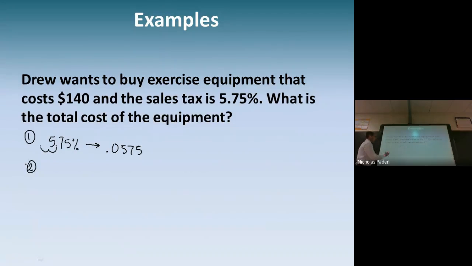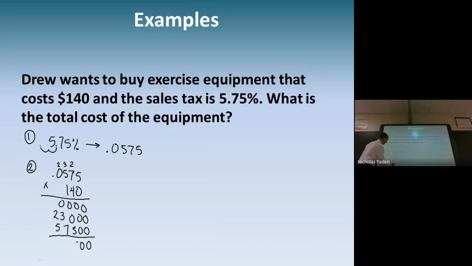Second step would be to multiply. We're going to do 0.0575 times the price, which is 140. And now we multiply this out. Don't forget to add your zeros every line that you multiply. Okay, and so what we're going to get is 80500, but make sure that you move your decimal point the right amount. We're going to move our decimal point 1, 2, 3, 4 times to the left. And so the tax is going to be $8.05. So the tax is $8.05.